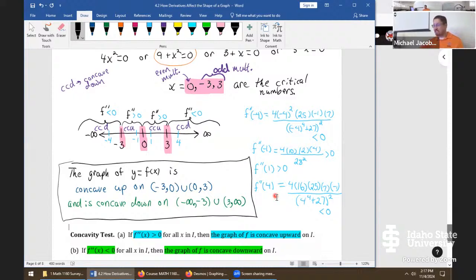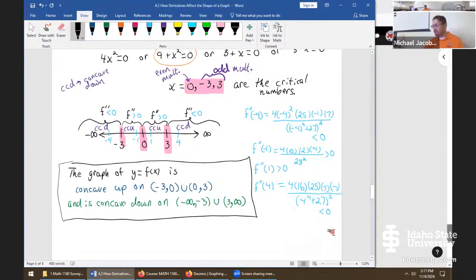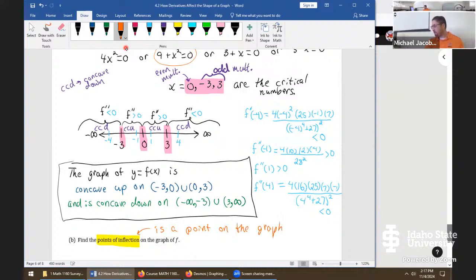Okay, now that we have the concavity test down, next thing we're going to look into is inflection points on the graph of f. This is kind of a tricky process. The definition: an inflection point, or point of reflection, is a point on the graph of y equals f of x where concavity switches directions.